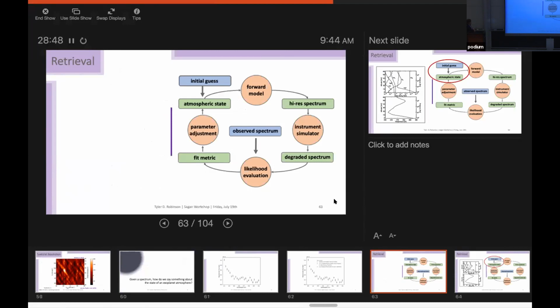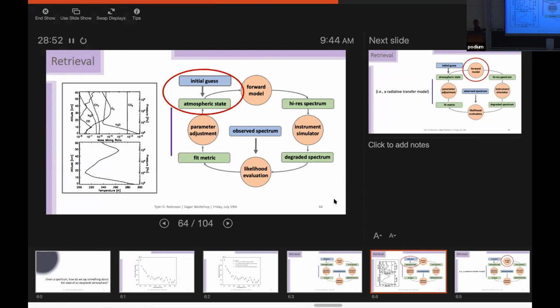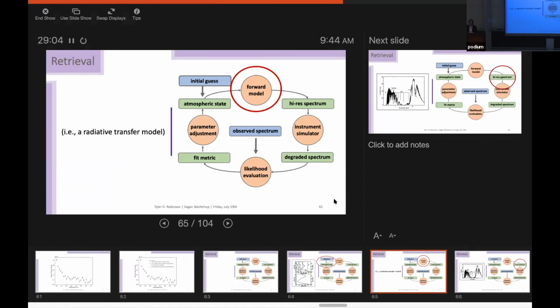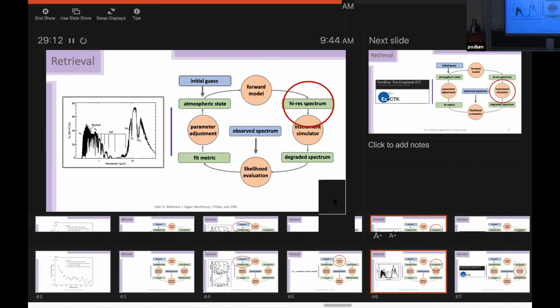And so here's a cartoon for how retrieval unfolds. I'm going to start in the top left, where you begin with some initial guess for the atmospheric state. Atmospheric state is just jargon for mixing ratios of species in the atmosphere, the temperature structure of the atmosphere, information about clouds in the atmosphere. You then pass that to a forward model, which is a fancy way of saying a radiative transfer model whose job it is to take the atmospheric state and produce for you a high resolution spectrum of that planet.